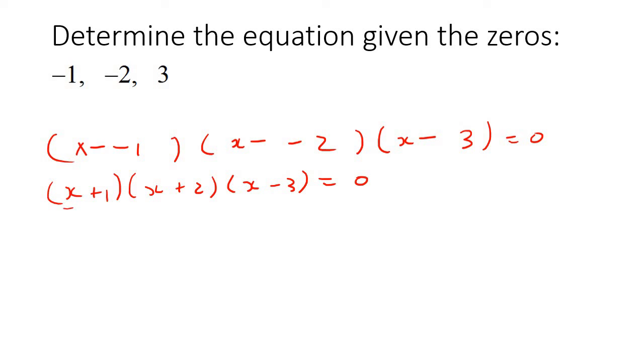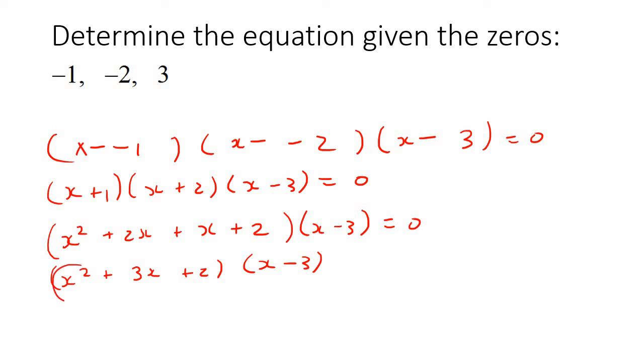I'm going to multiply the first 2 brackets using FOIL. So that's going to be x squared. Then the outers would be 2x. The inners would be x. And the last would be 1 times 2, which is 2. I'm quickly going to simplify this.